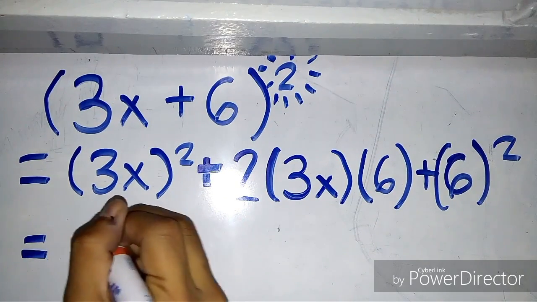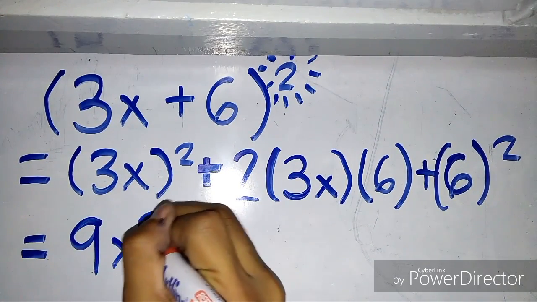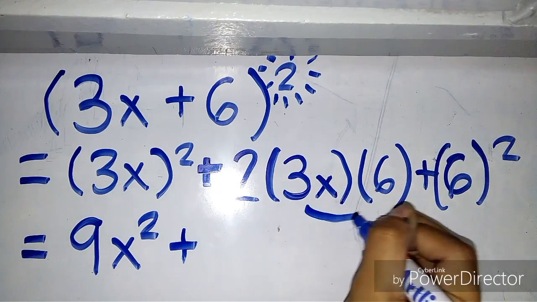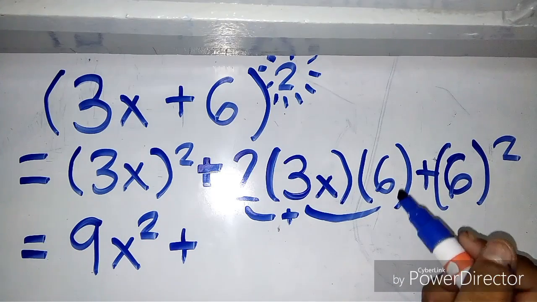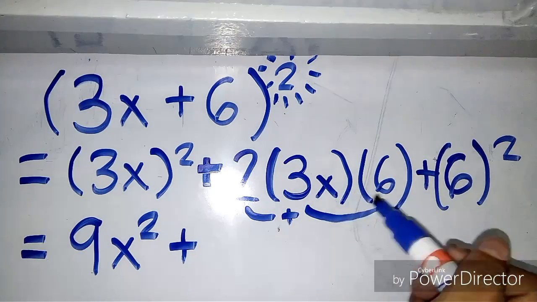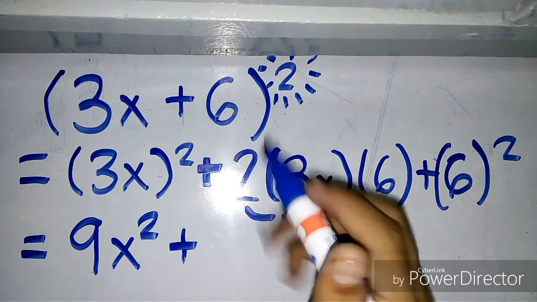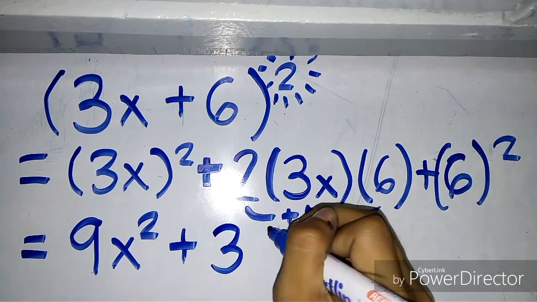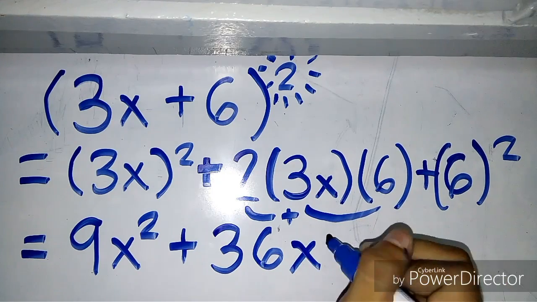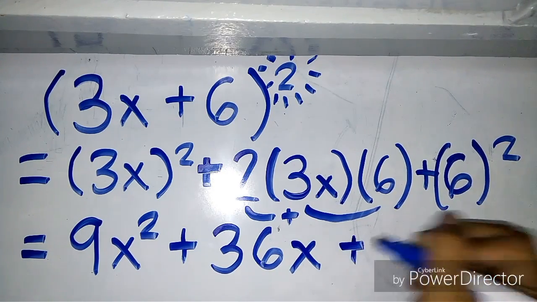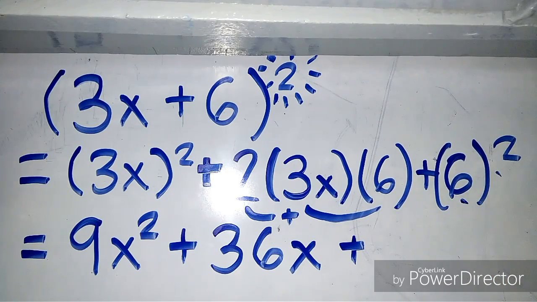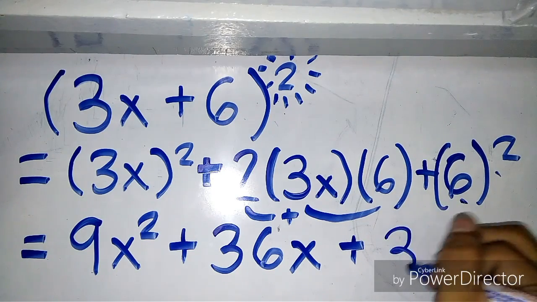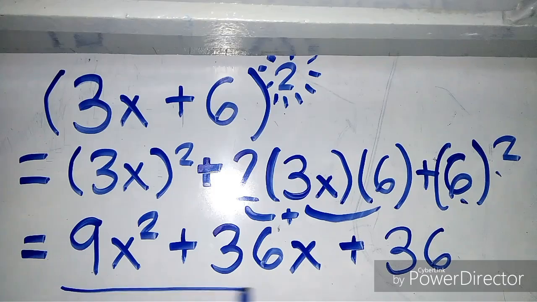So we're going to answer. 3 times 3 is equal to 9, then x squared, plus 3x times 6 is equal to 18, times 2 is equal to 36. And don't forget the x. Last but not least, we're going to multiply 6 by itself 2 times. So 6 times 6 is equal to 36. Then we have our final answer.